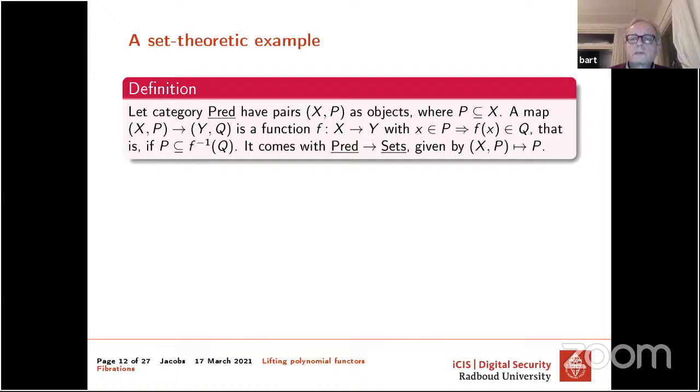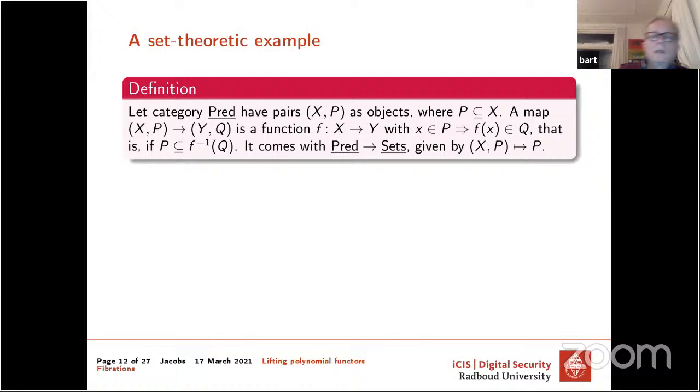Now a map in the category Pred from (X, P) to (Y, Q), where Q is a subset of Y, is a function between the underlying sets such that if x is an element of P, then f of x is in Q. Another way to say this is that P is contained in the inverse image of Q.